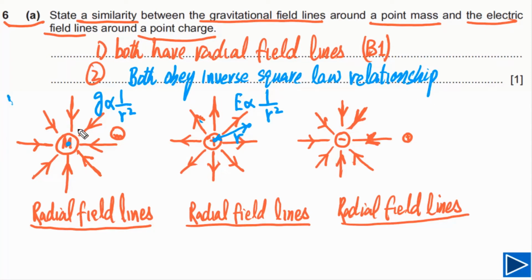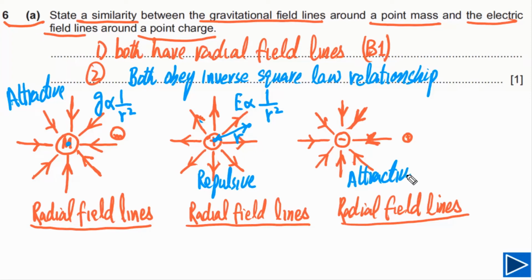By looking at these fields, we can say gravitational force is always attractive. But if you look at this one, in this case, electric force is repulsive. But if you look at this one, electric force is attractive. So it means electric force can be repulsive or attractive, but gravitational force is always attractive.